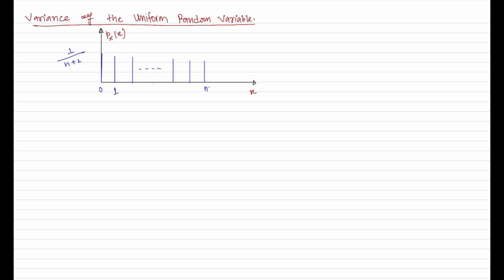Since we are talking about the uniform random variable, taking those values will be equiprobable, so that is why we have this probability, 1 divided by n plus 1. So the random variable will take the value 2 with probability 1 divided by n plus 1, or the value n with probability 1 divided by n plus 1. What we know about the expectation of this uniform random variable, by looking at the PMF and from the symmetry, is that the expectation will be at n divided by 2.